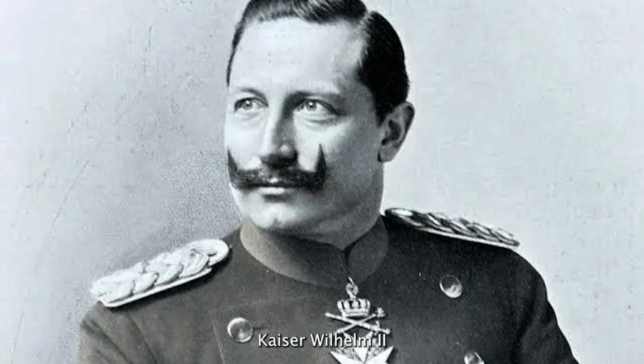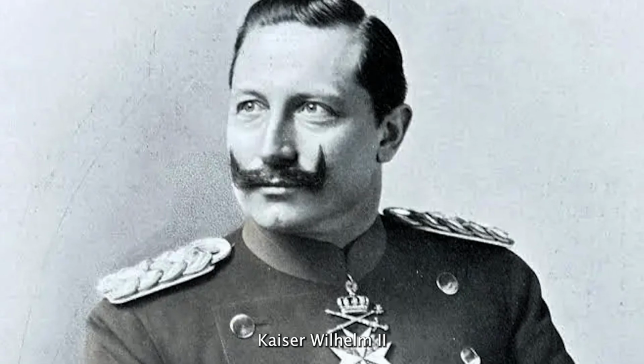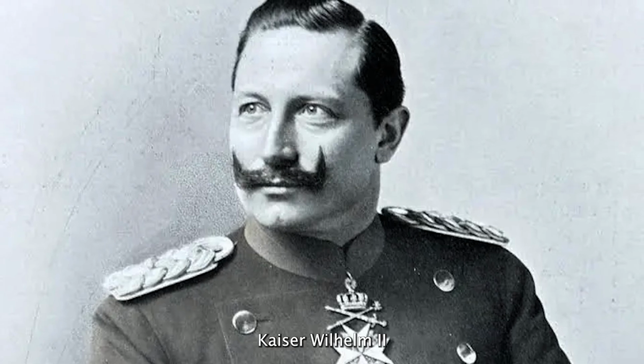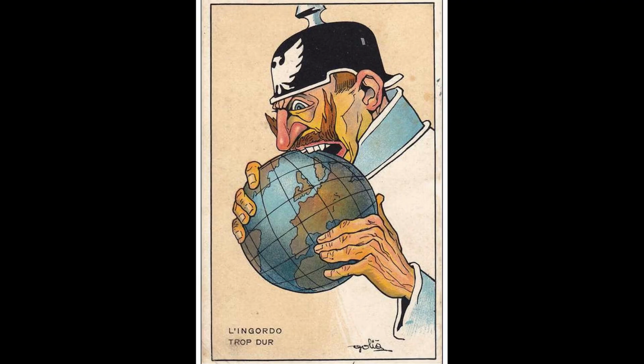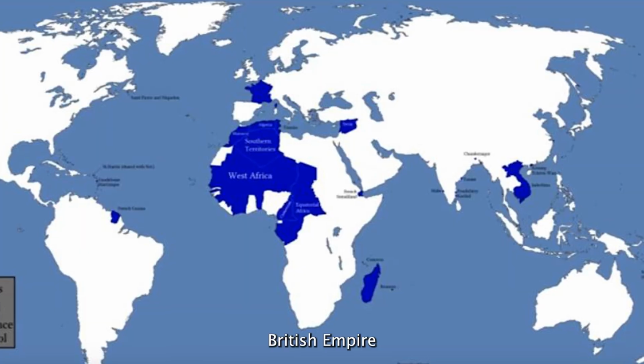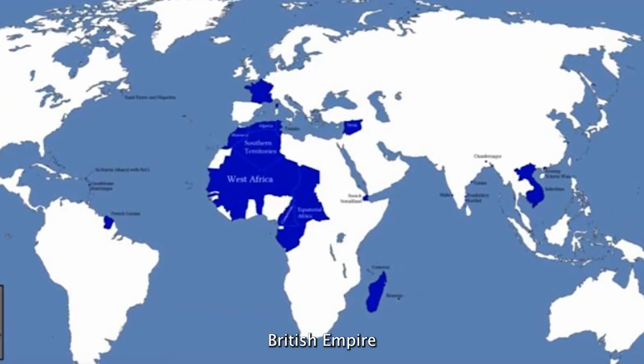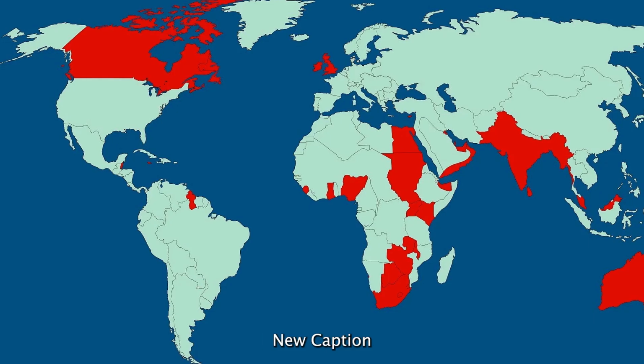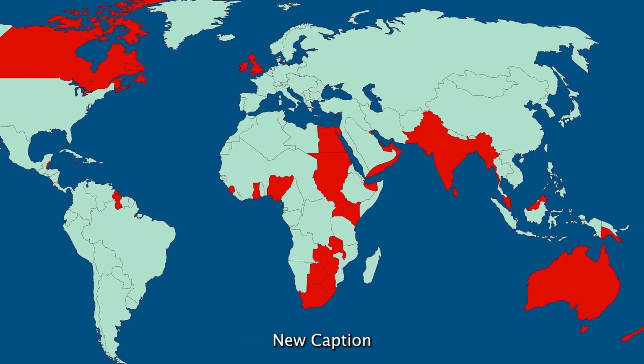But when Kaiser Wilhelm II came to power in 1888, German foreign policy changed dramatically. He rejected Bismarck's peaceful and cautious approach and instead wanted Germany to become a global power with control of other countries. At the time, Germany didn't really have a global empire like that of the French or the British, but they wanted to be on the same level.